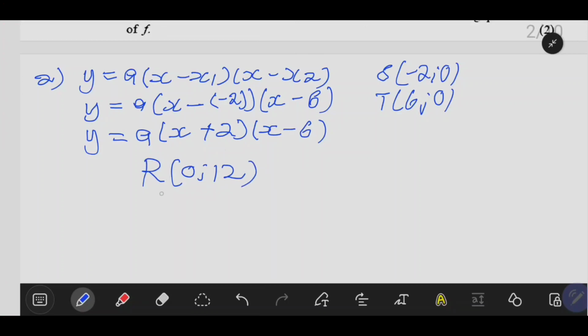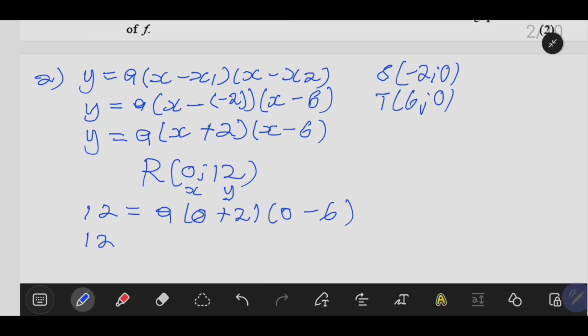So when you use this point r, we know that this is x and this is y. So when we see y, we're going to put 12, and when we see x, we're going to put 0. And then we're going to solve for a. The aim is to solve for a on this step. Then it means we're going to have 12 equals a into (x plus 2), our x value is 0 plus 2, and then (0 minus 6).